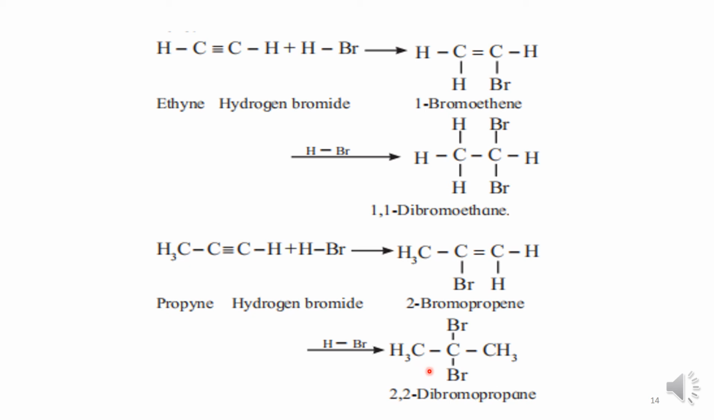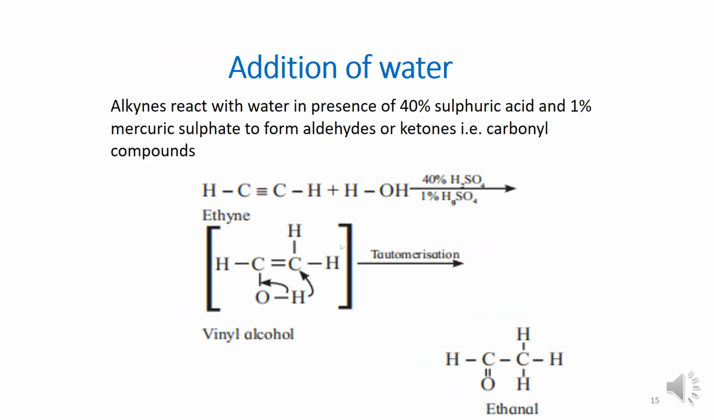In such reactions, we get the compound where both the halogen atoms are bonded to the same carbon atom, either we are talking about propyne or ethyne. When two bromo atoms or two chloro atoms are bonded to one carbon atom only, such kind of halides are called geminal halides.